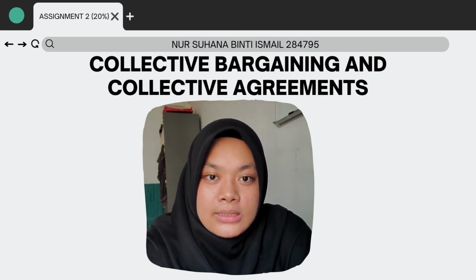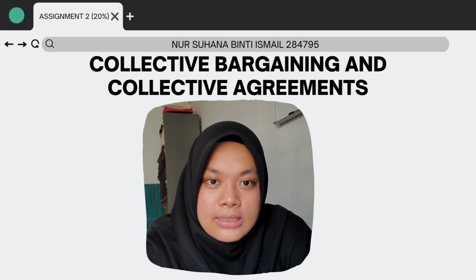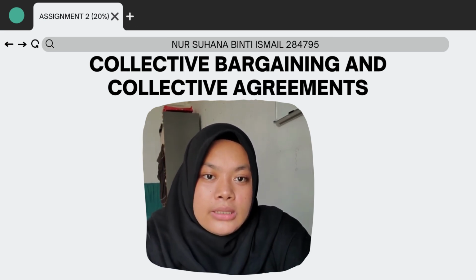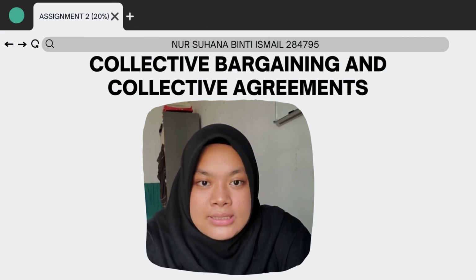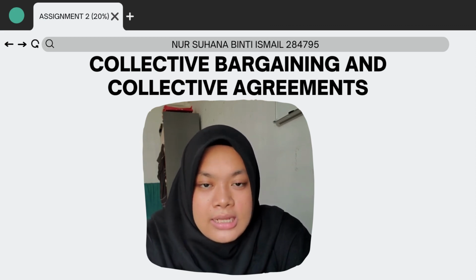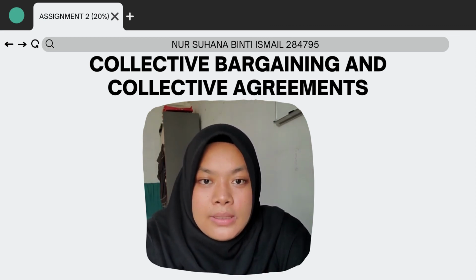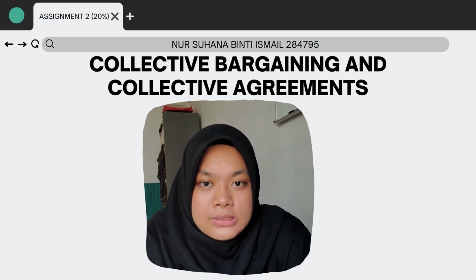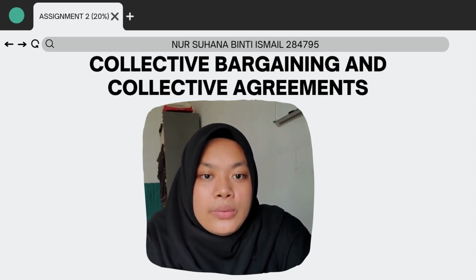Next is the non-compliance of collective agreement. Under Section 56, subsection 1, any complaint that any term of any award or any CA which has been taken cognizance of by the court has not been complied with may be lodged with the court in writing by any trade union or person bound by such award or agreement.